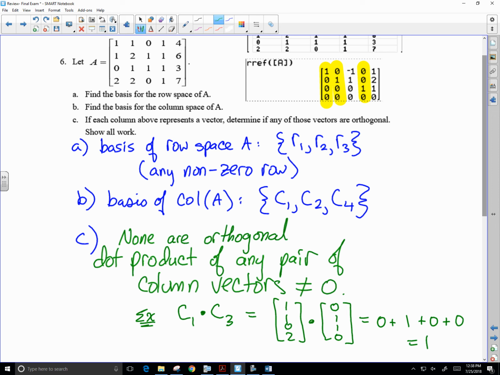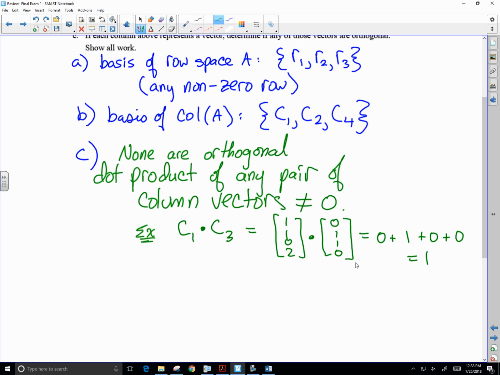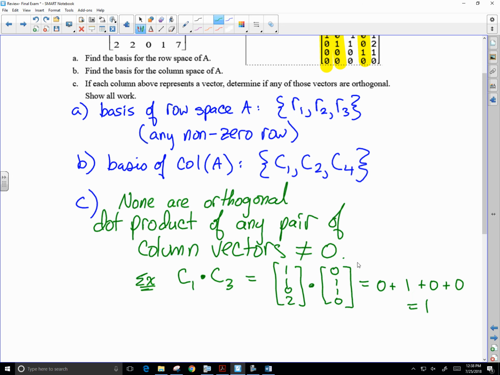Right. Show all work does not mean actually show the dot product of every possible pairing of columns. It just means get the job done and justify your work. Although that hasn't stopped people before.